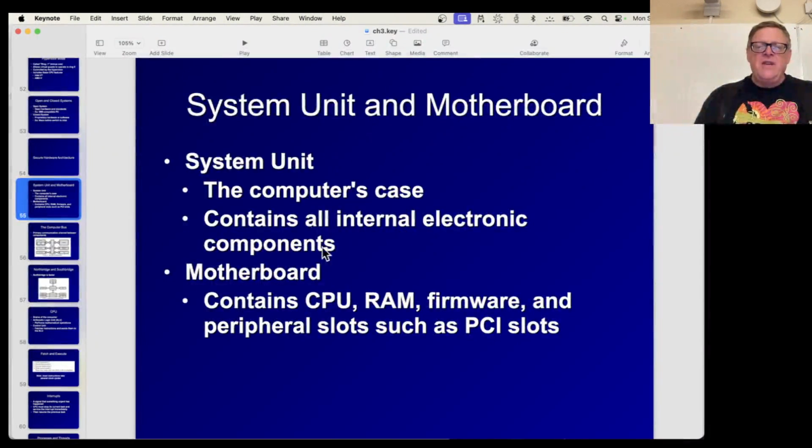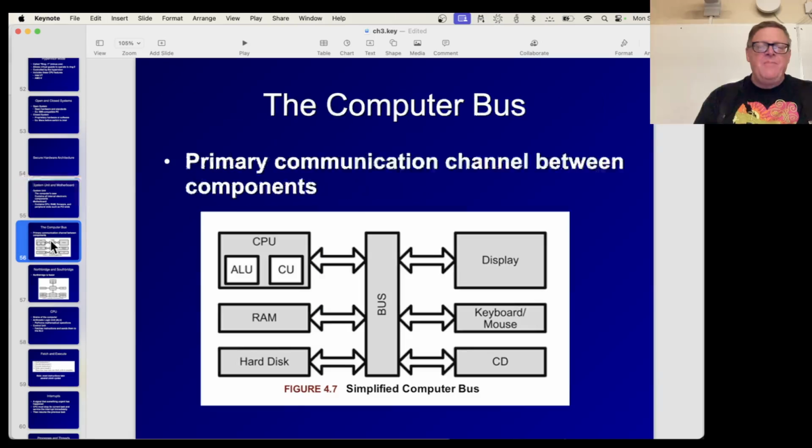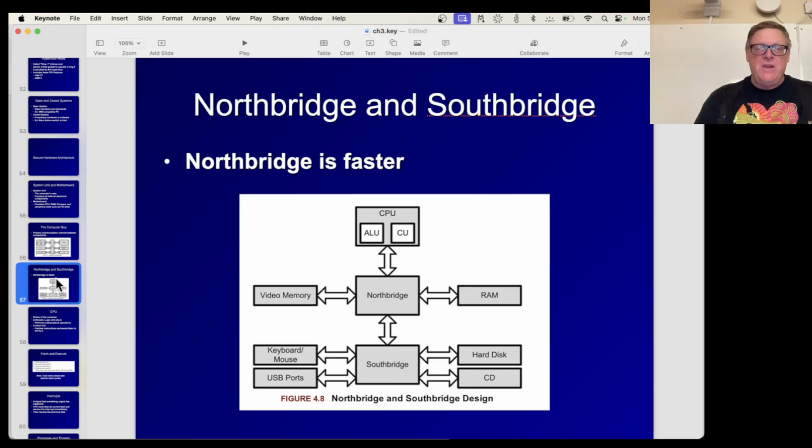So the system unit is the computer case with the internal components. The motherboard is the main circuit board in there with the CPU and RAM. And the computer bus is the communication system between them. So you have the CPU, and it wants to send data to the display, the keyboard, mouse, the RAM, and the hard disk, and those go over buses, which are just lines on a circuit board typically. Then they had North Bridge and South Bridge, where you have North Bridge that's faster to have things like RAM and video memory, and South Bridge for things that can be slower, like the hard disk and the USB.